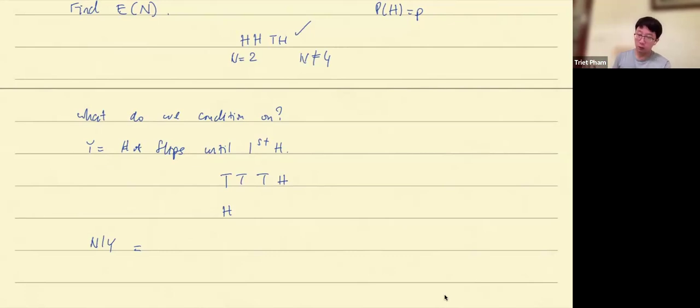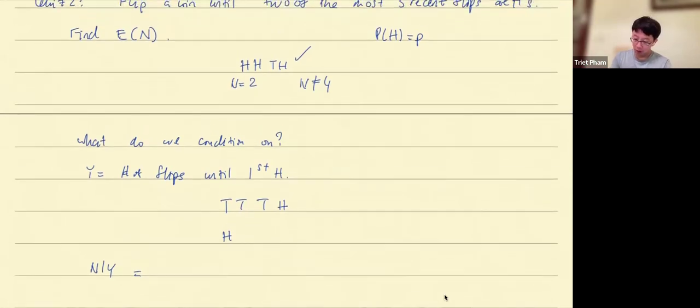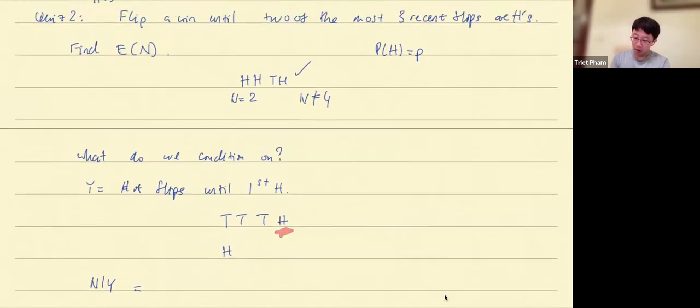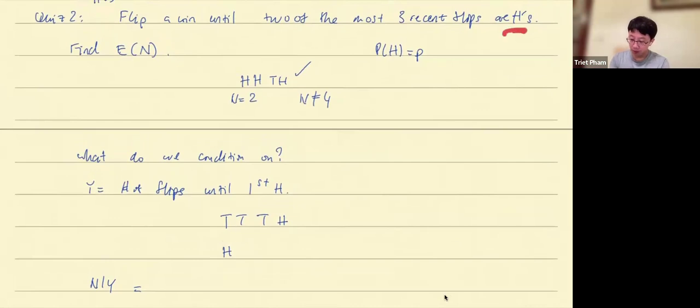Well, what would it be? So you get the first head, right? Then if the next toss is a head, then you're fine, because then two of the most three recent flips are heads already. So it will be y plus 1 with probability p.